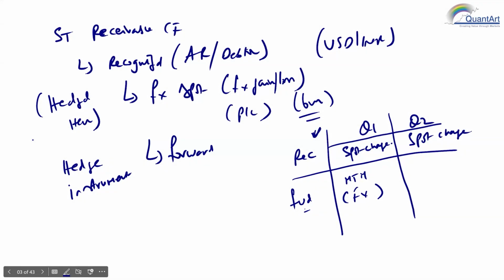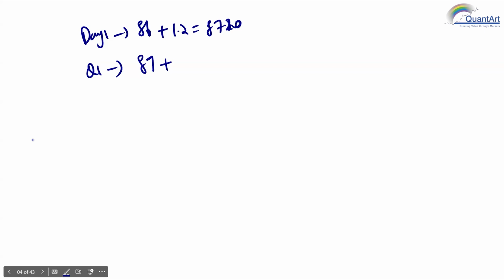What is MTM? MTM of a forward is not simply derived from spot change. I'll give an example before coming to this table. If on day 1 the spot is 86 plus the forward is 1 rupee 20 paisa, 87.20 is the forward for 6 months, for example. Now at Q1 end, if the spot is 87 plus the premium for the remaining 3 months, because the forward is no longer 6 months now, the forward rate for the original expiry date, which is just 3 months to go, is, let's say, 50 paisa.